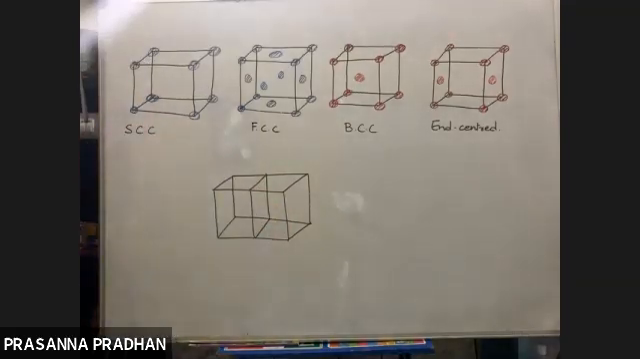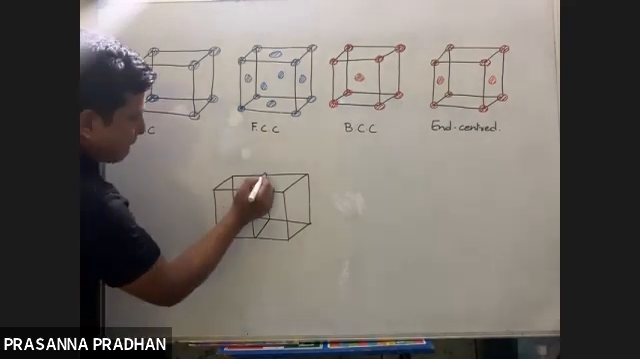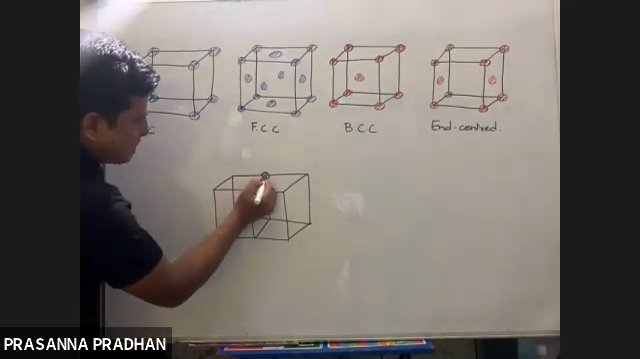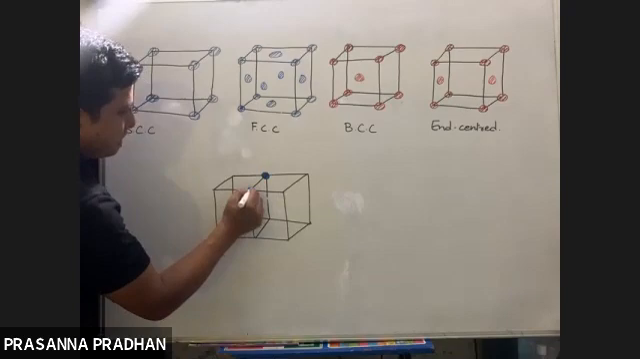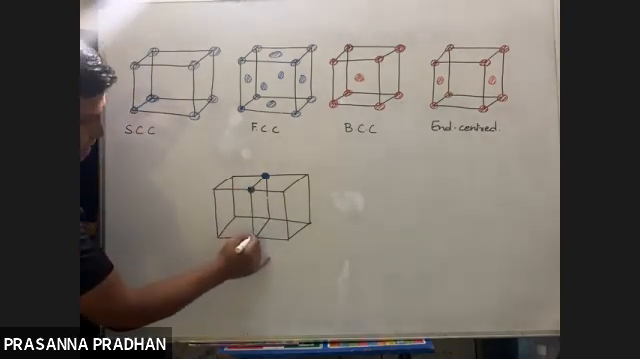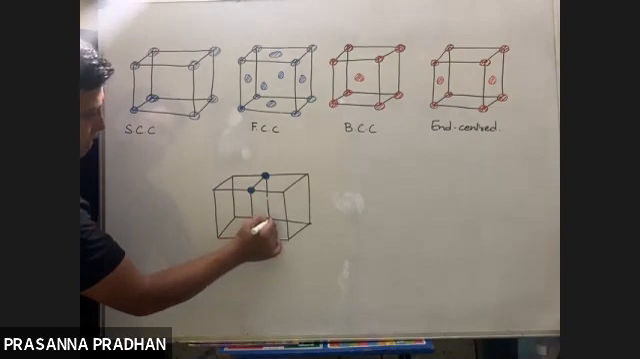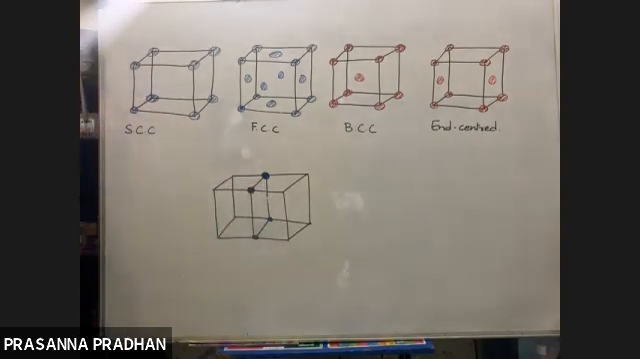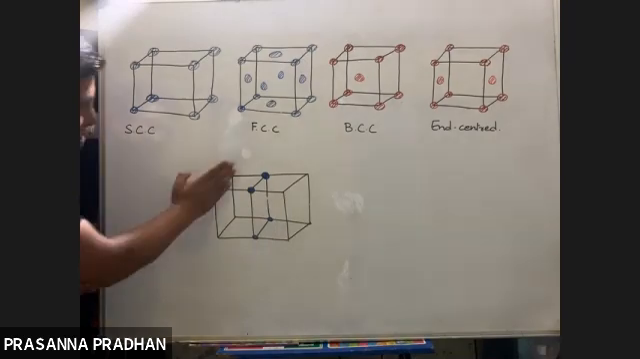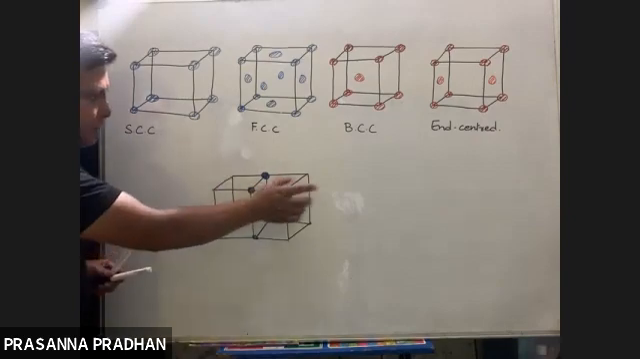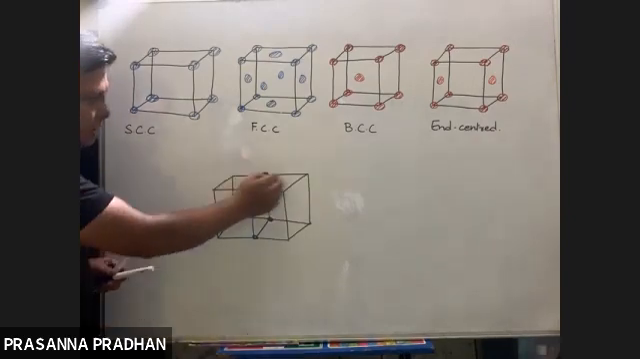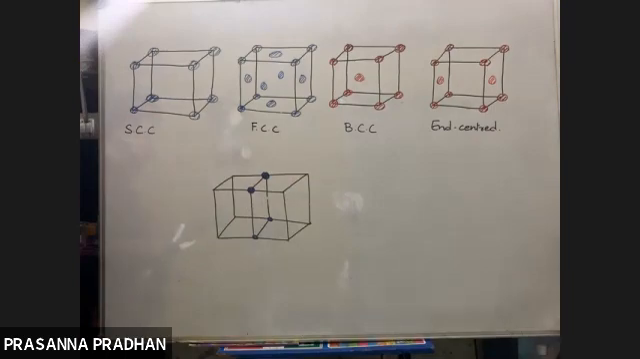Okay, how many unit cells have I drawn out here? I have drawn 2 unit cells. If I have a particle out here, a sphere out here, it is shared by how many unit cells? It is shared by 2 unit cells. It is shared by this one and by that one. Right? Got it?